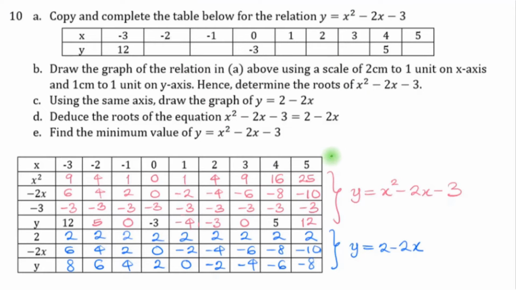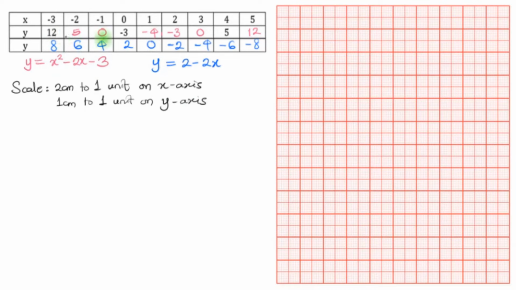All right, so here we have our graph sheet, and then we have our table of values. The one in red corresponds to s squared minus 2s minus 3. The one in blue corresponds to y is equal to 2 minus 2x. And then we have been given the scale originally. We are told that 2 centimeters should represent 1 unit on the x-axis.